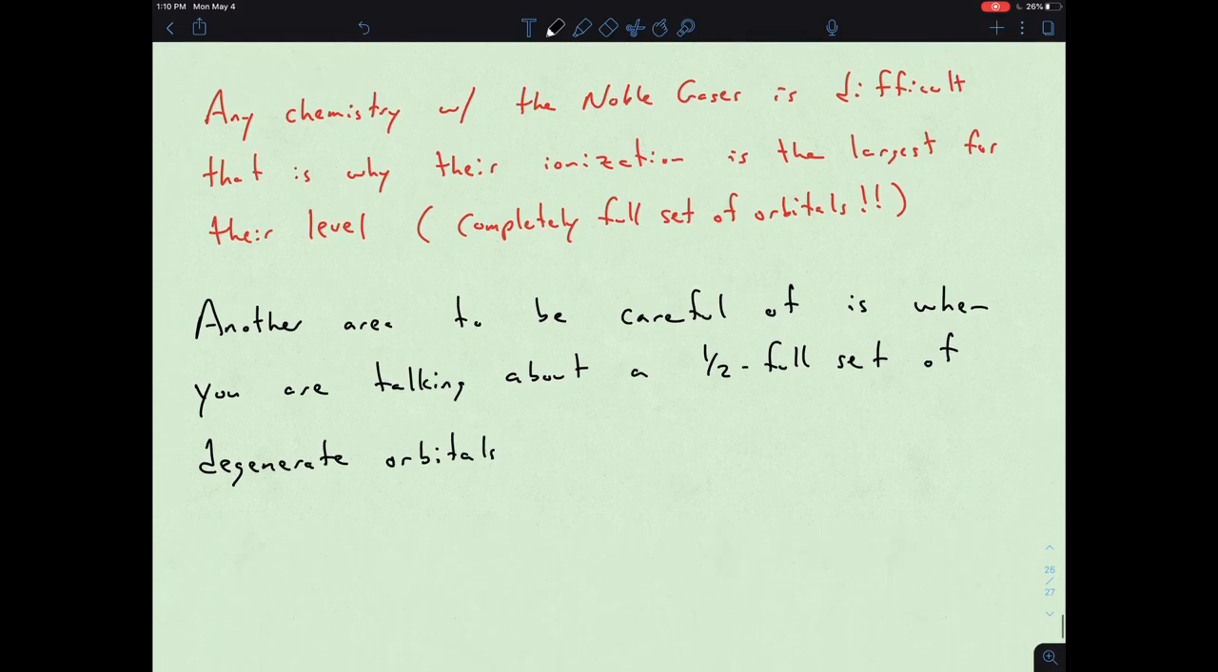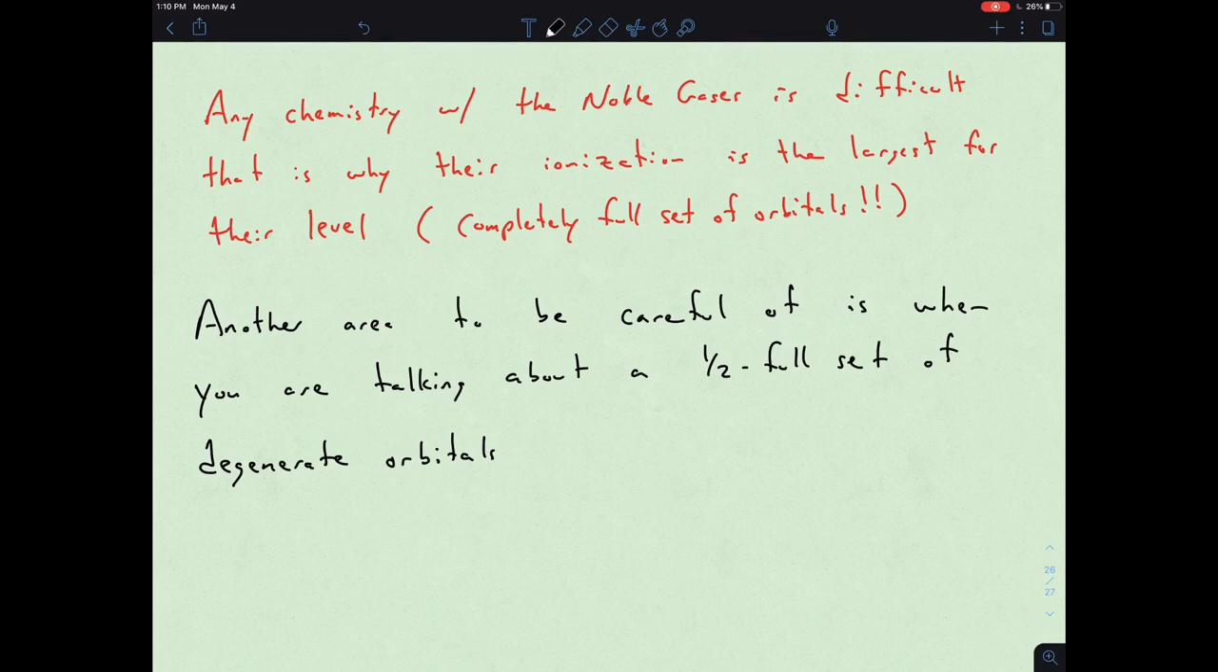Right, another area we've got to be careful of is this half-filled set. That's the harder one. The noble gases are easy to think of, I think, as long as you keep in mind that noble gases are stable. They don't like to react. So that's why the ionization energy is so large. But for the half-full, well, these elements are more in the middle of the periodic table. So what's the story there?